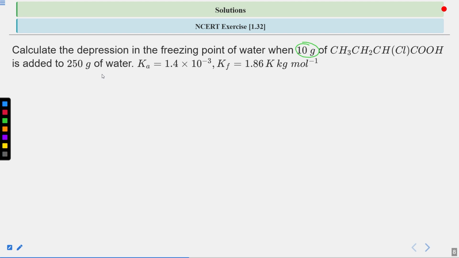So if you are adding, say, 10 gram of this compound into 250 gram of water, then we have to calculate the depression in freezing point. The value of Ka is given here and the value of Kf is given here. So in this case, you have to consider the association and the dissociation thing. You can think over this question for some time. Just try to understand what is happening. Yes, it will dissociate as the dissociation constant is given, right?